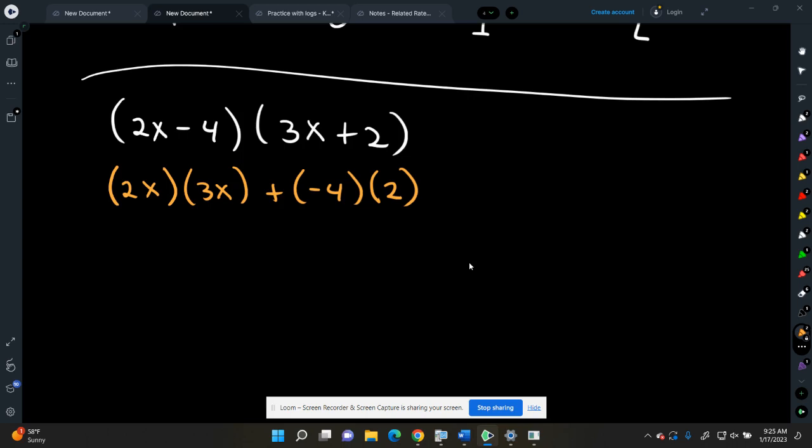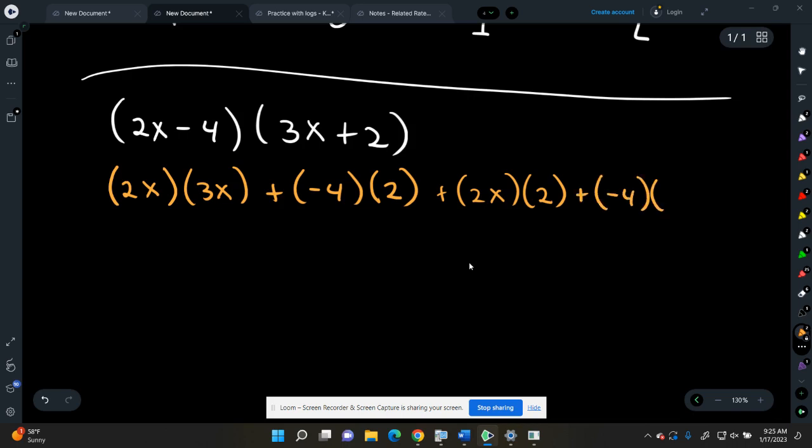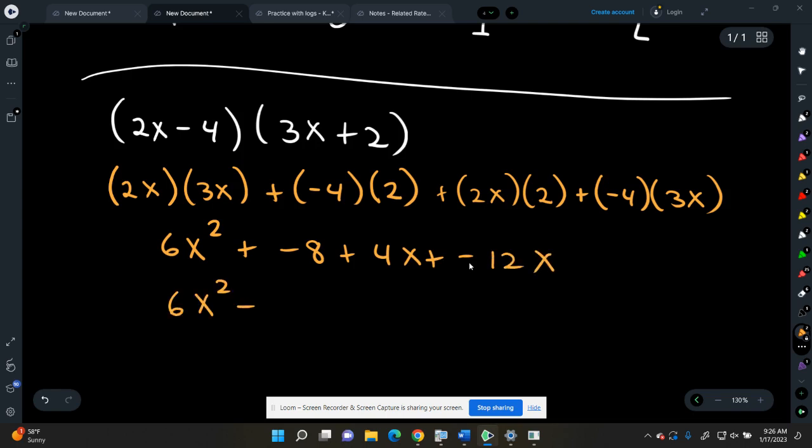Yep. You can do 2x times 2 minus 4 times 3x. Okay. Right? First, outer, inner, last. Okay, so this gives us 6x squared plus negative 8 plus 4x plus negative 12x, which gives us 6x squared minus 8 minus 8x. Are we good?